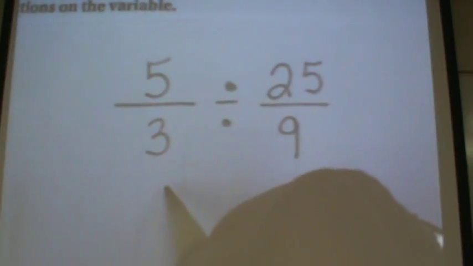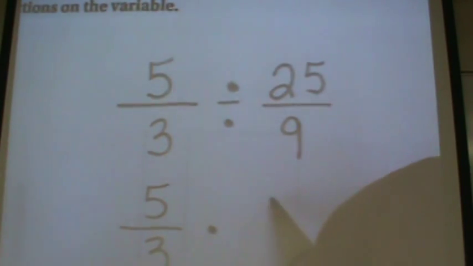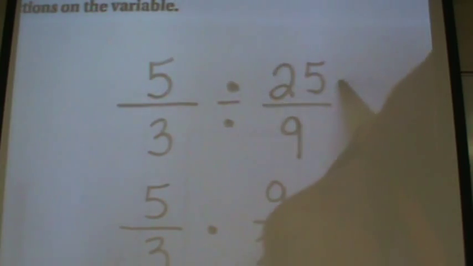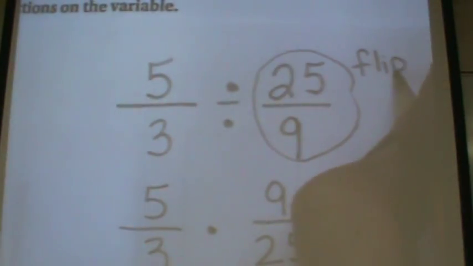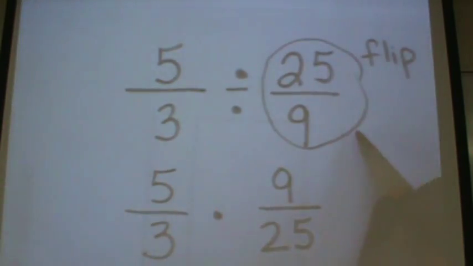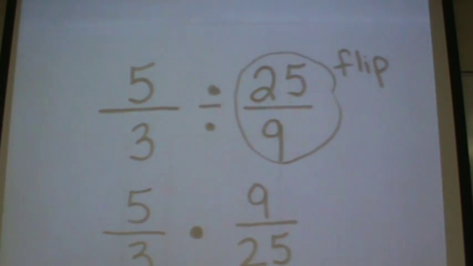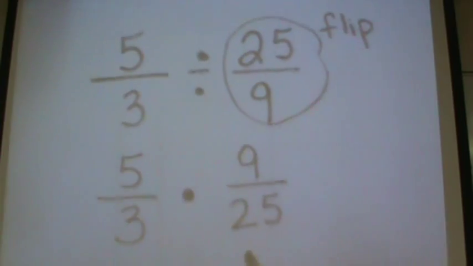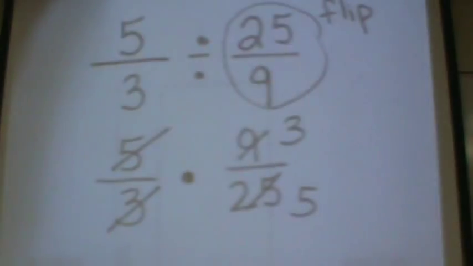5 over 3 multiplied by 9 over 25. Why does it matter? Do you flip the second one then? You always flip this one. Do not flip this one. I call it the only math swear word I allow you to use: flip and multiply. That's how you multiply. So now what do you do? So what's your answer? 3/5.